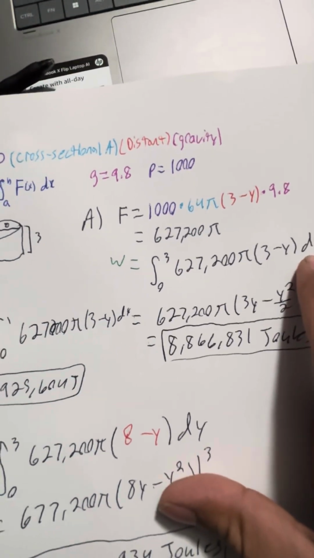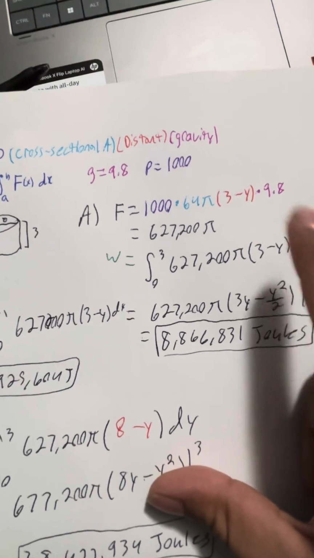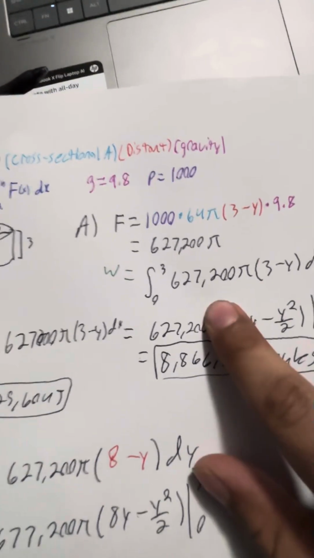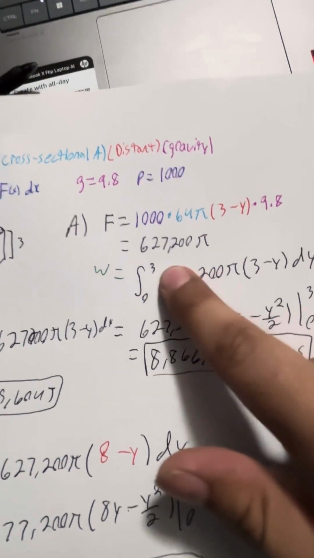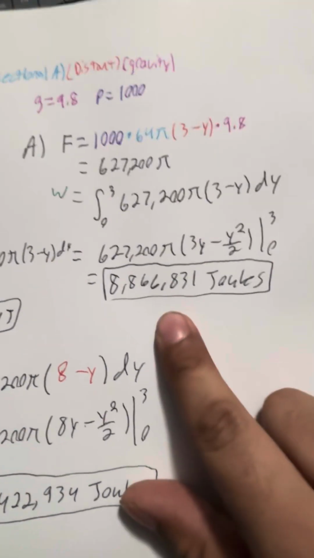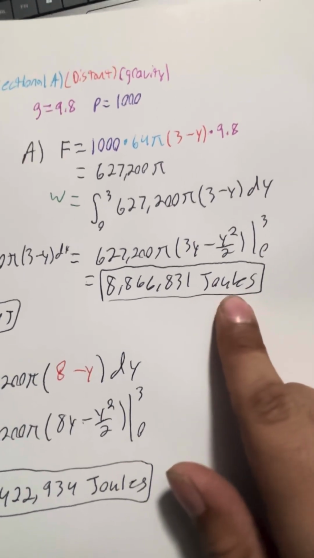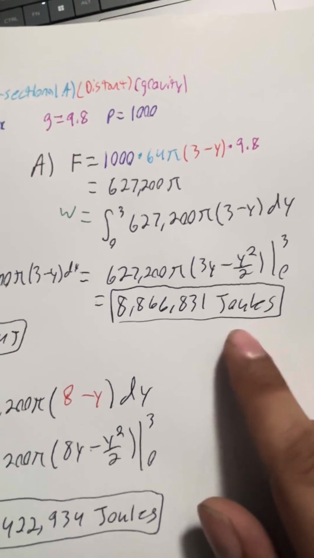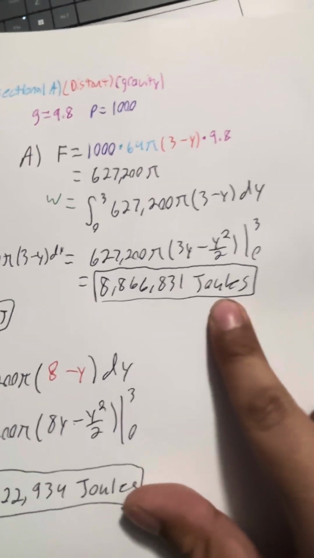And so work will be equal to this integral right here, which I will use for all of my questions. In order to find how much work is needed to empty the pool, I'll find my integral from 0 to 3. And at the end, after doing all this math, I ended up getting this very big number in joules. You can also say it's 8.86 times 10 to the power 6 joules.